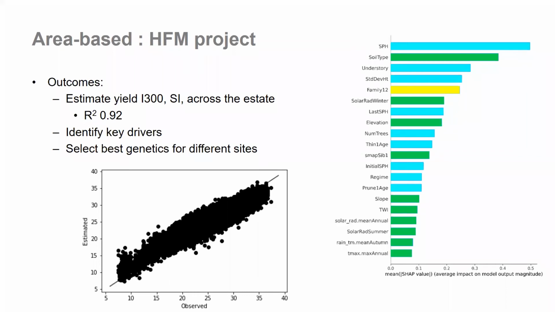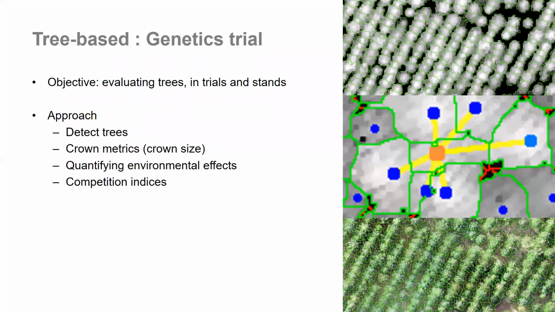So the machine learning ranks the features, and we can see in the top 5, the features have been color-coded: yellow for genetics, green for environment, and blue for management. So in the top 5, we see that we have examples of all three. And currently, this helps us understand what are the key drivers of the model and for this estate. And at the moment, we're working on using that model to help select the best genetics for different sites at that estate.